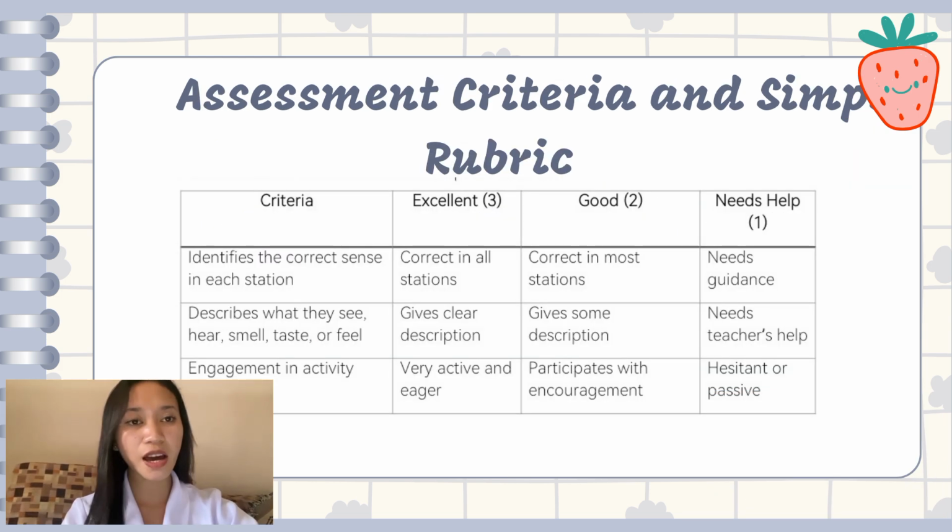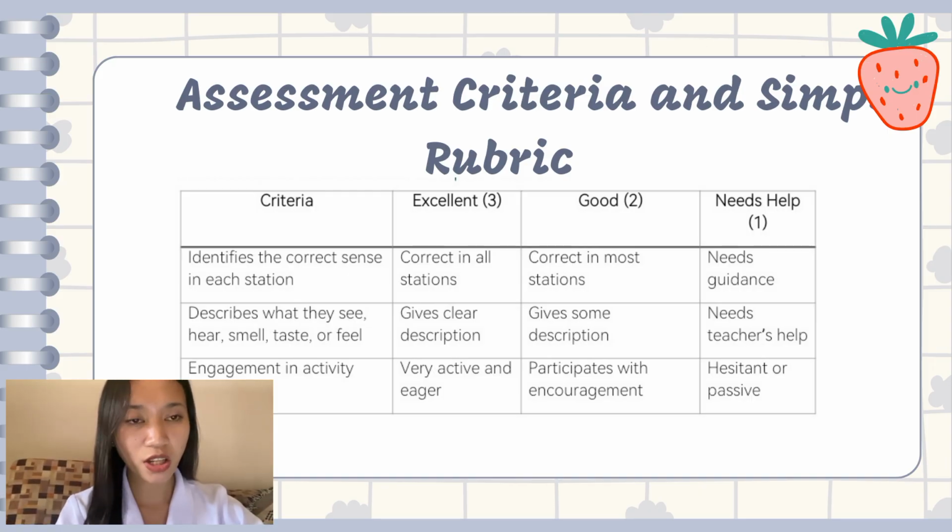Next is the criteria and rubric for the assessment. The scores will be 3 if excellent, 2 if good, and 1 if needs help. The first criterion is identifies the correct sense in each station. 3 if it is correct in all stations, 2 if it is correct in most stations, and 1 if it needs help or guidance.